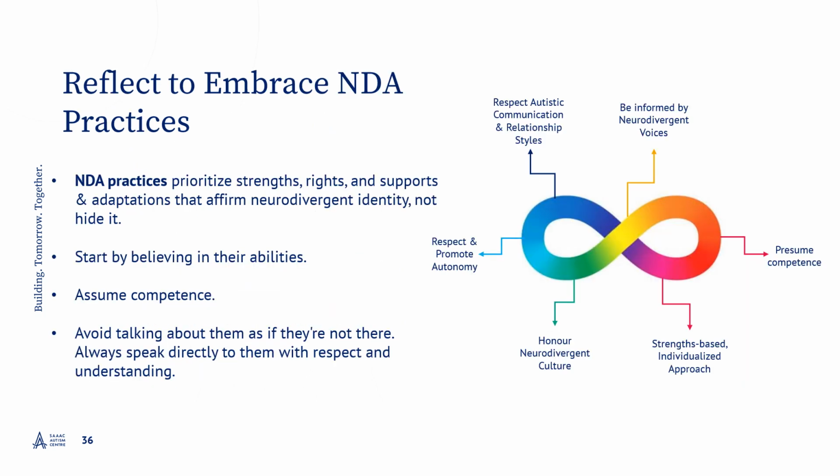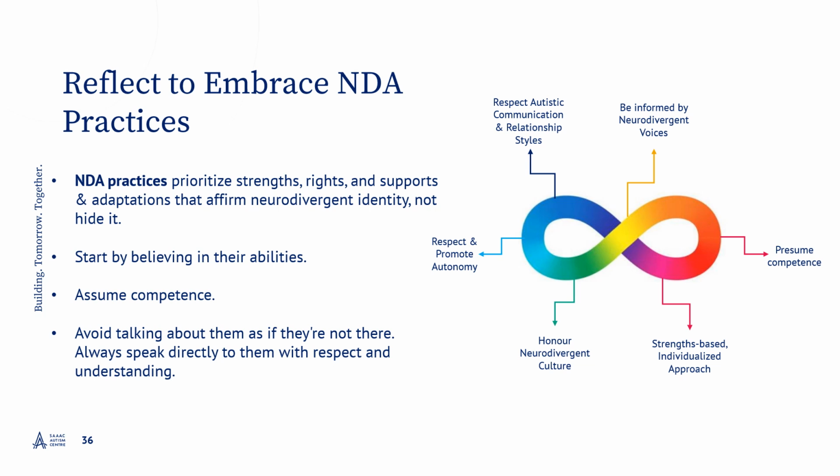The second thing you can do is question yourself and your practices to see if they are neurodiversity affirming. Neurodiversity affirming practices prioritize strengths, rights, supports, and adaptations that affirm the neurodivergent identity, not hide it. Start by believing in the person's abilities and assuming their competence. Avoid talking about them as if they're not there. Always speak directly to them with respect and understanding.